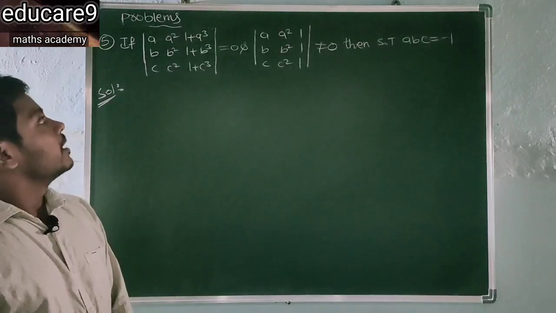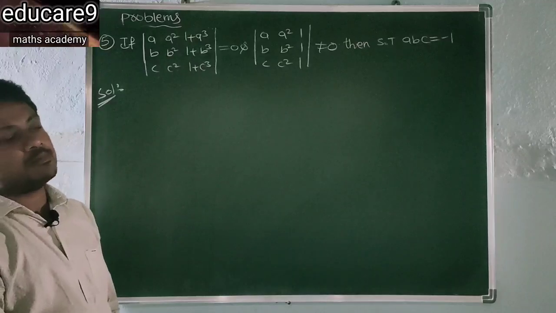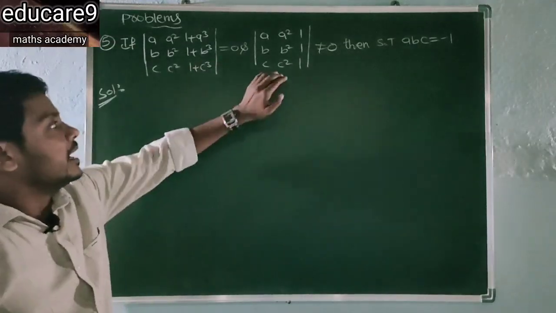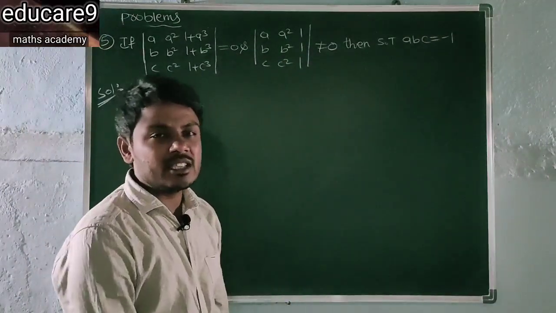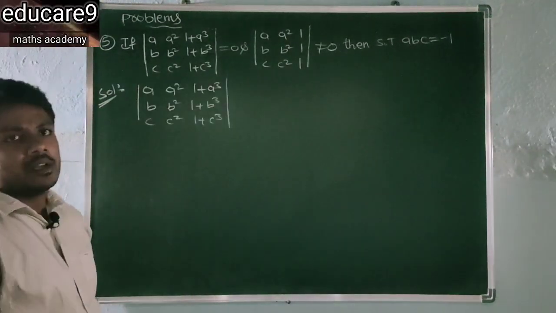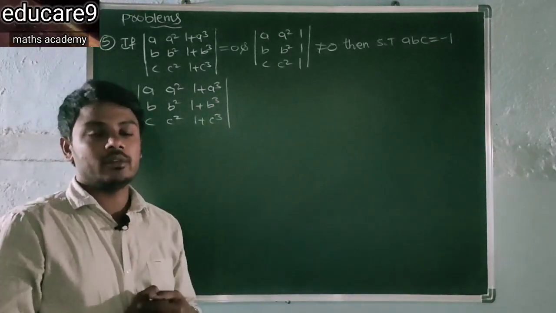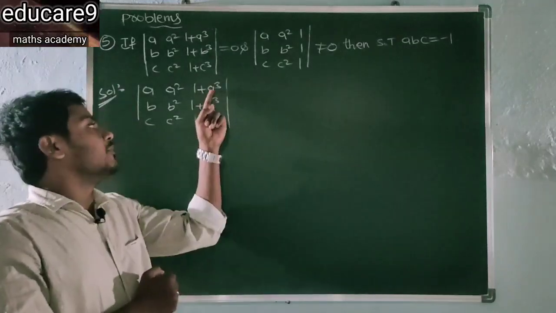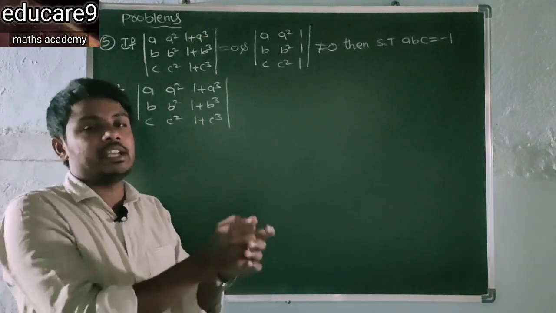So see here, next one. Here a square, 1 plus a cube, b square, 1 plus b cube, c square, 1 plus c cube. Whose determinant is 0 and this is not equal to 0. Then show that abc is minus 1. So consider this value. So clearly the third column is the sum of two terms. So you know if any row or any column is the sum of two terms, then the determinant can be written as a sum of two determinants.